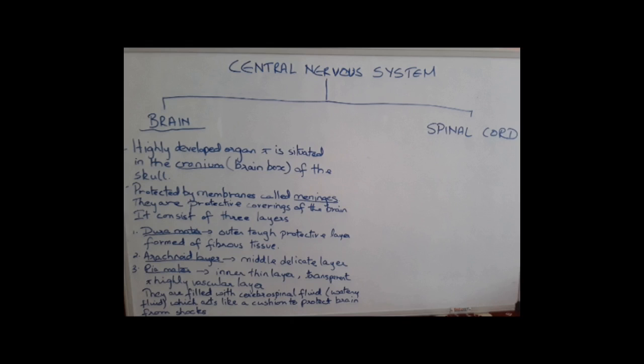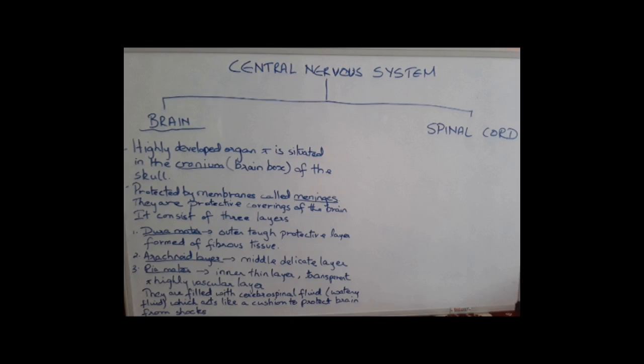In an adult, you should know that the brain weighs about 1200 to 1400 grams, which is approximately 2% of your body weight. It is covered on the outside by three membrane layers known as meninges. These meninges are protective coverings of the brain that consist of three layers.